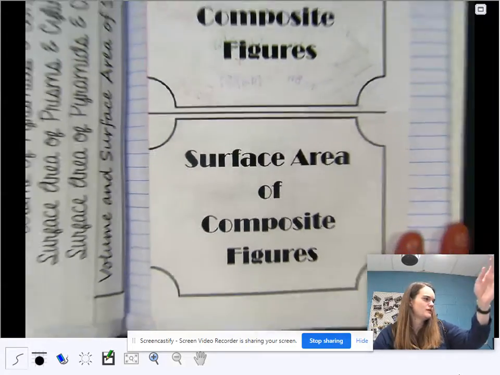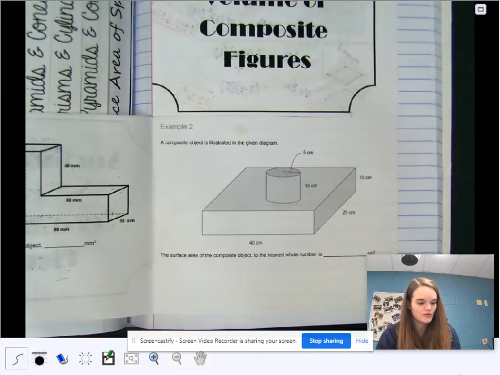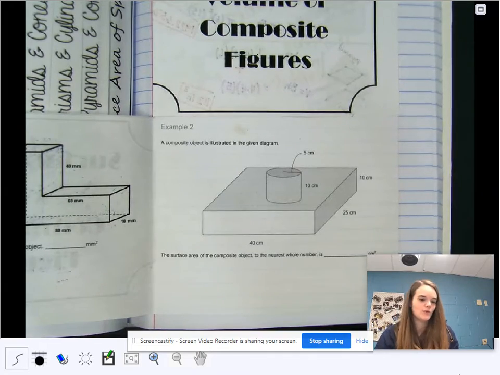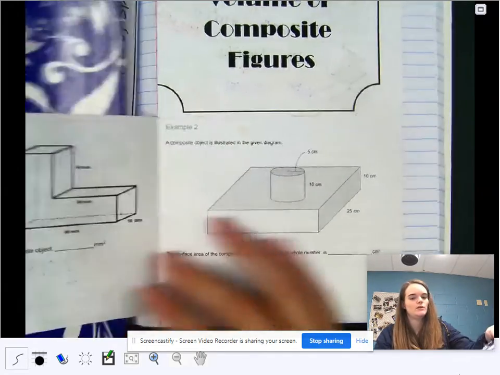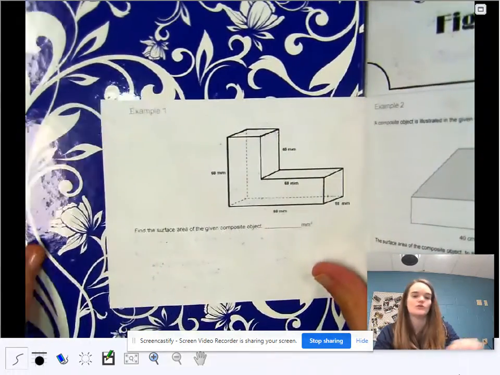Alright, we are finally going to finish these pages here. We're going to talk about surface area of composite figures. And surface area of composite figures really doesn't have a formula per se. What we're going to do is just break this into pieces and find the actual surface area.